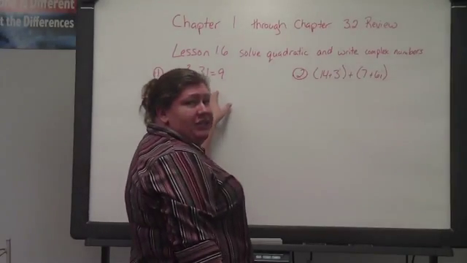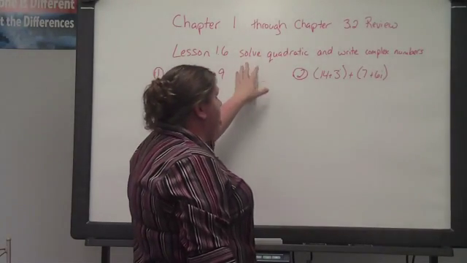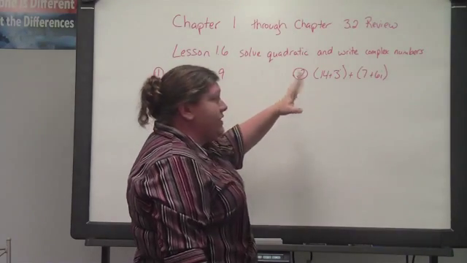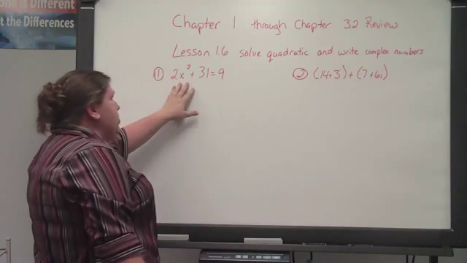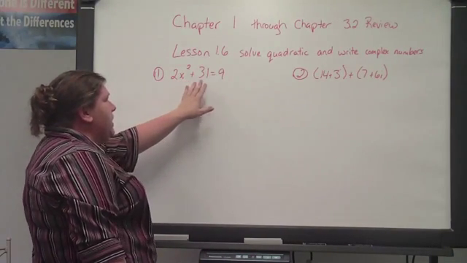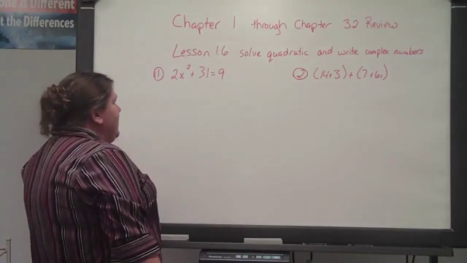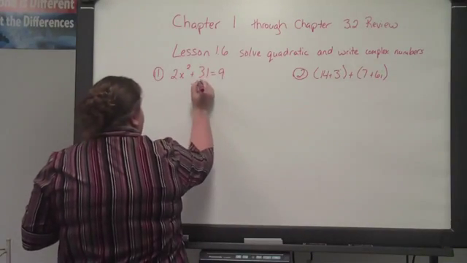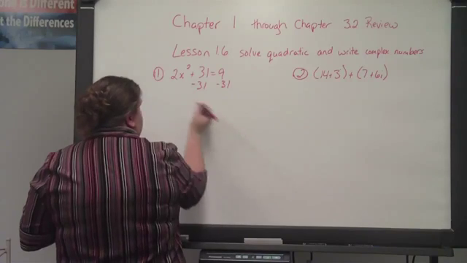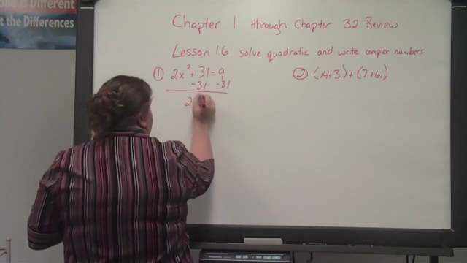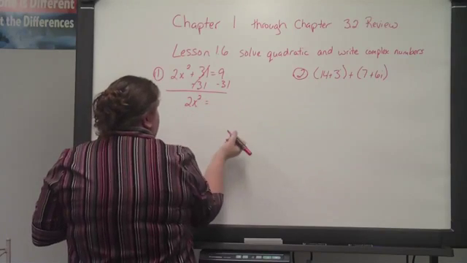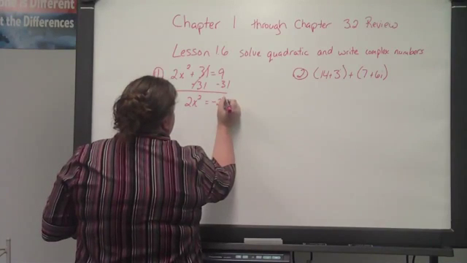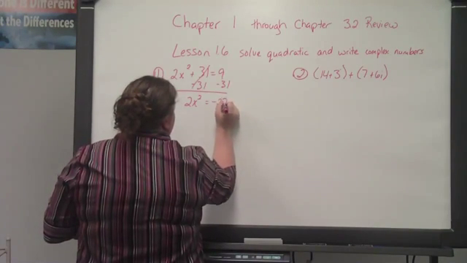Now we're going to look at lesson 1.6, which involves solving the quadratic equations and writing complex numbers. So the first thing I want to do is look at 2x squared plus 31 equals 9. What I want to do is get everything I can that's not attached to my x over to one side. So that means I'm going to subtract 31 from both sides. That leaves 2x squared equal to a negative 22.